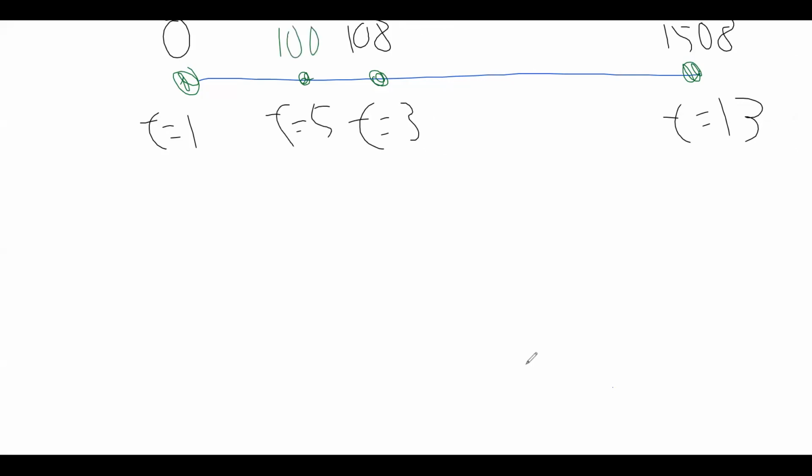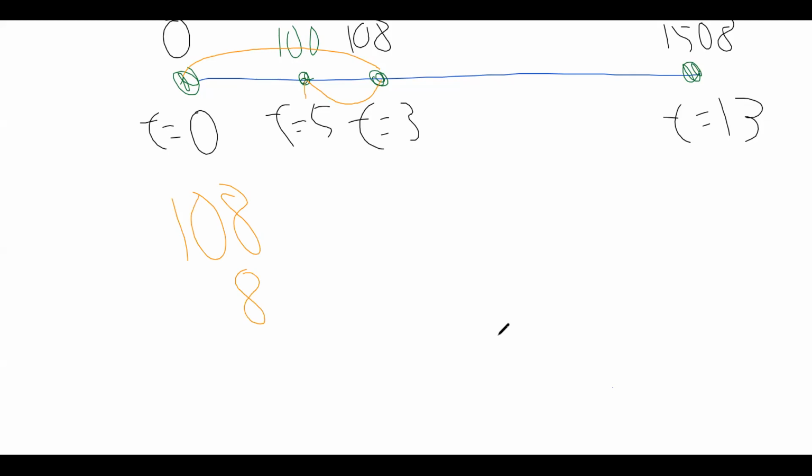Now how are we going to find the total distance we've traveled? Well, let's check this out. So from t equals, and I put t equals 1, that should say t equals 0. At t equals 0 seconds, we were at 0 feet, and we traveled to 108 after 3 seconds. So that's 108 feet we traveled. And then from 3 seconds to 5 seconds, we actually went back to 100. So how far did we go there? Well, that would be a distance of 8 feet.